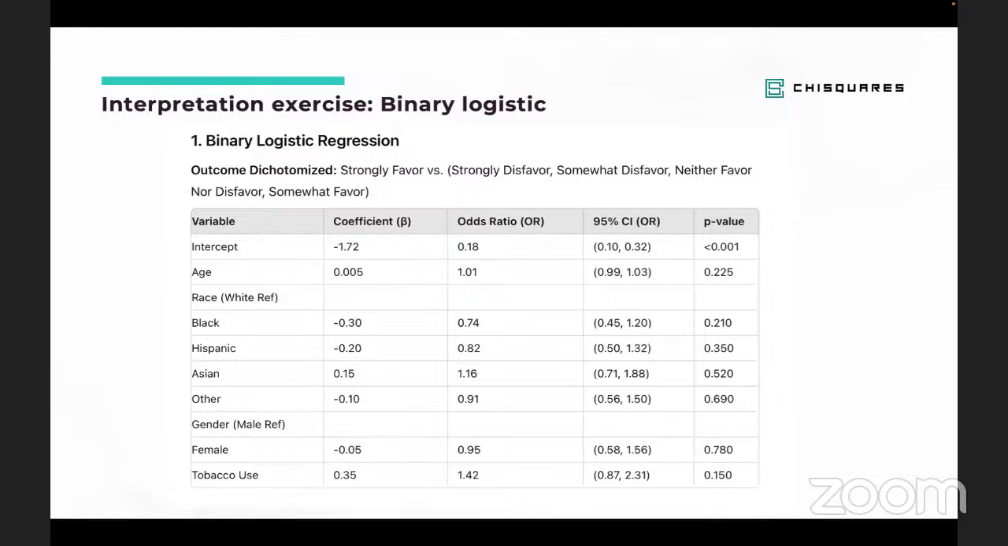Okay, I think that females, compared to males, are 0.95 times less likely to be in favor of banning menthol cigarettes compared to their male counterparts, and it's statistically not significant. Okay, thank you.